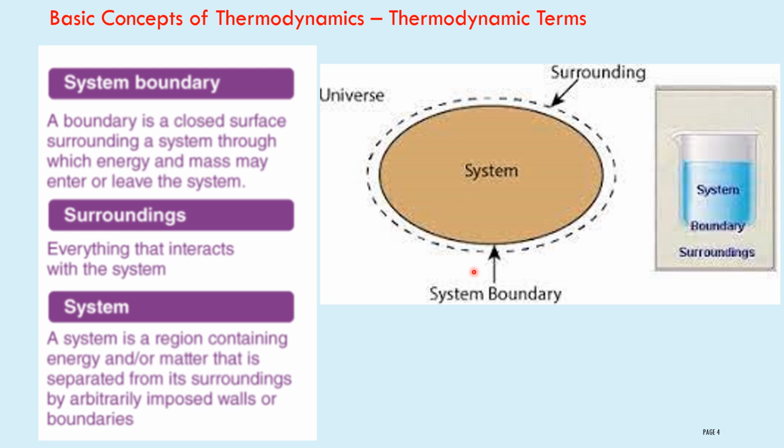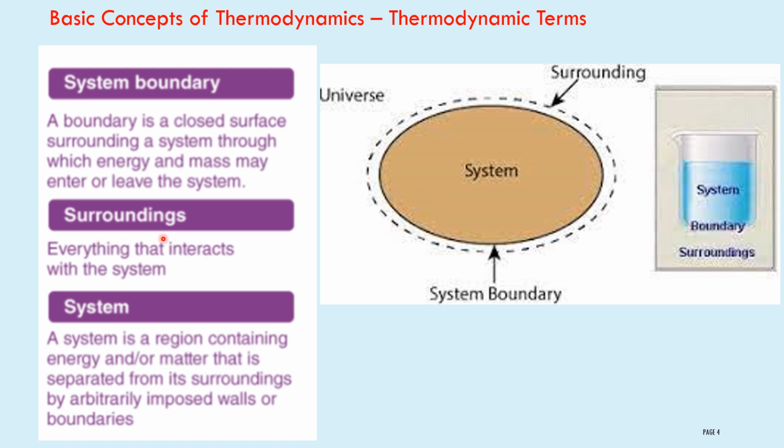Then next one, system boundary. A boundary is a closed surface surrounding a system through which energy and mass may enter the system or leave the system. This is the system boundary. This is the closed surface surrounding a system. Here you can observe energy and mass from the surroundings can enter into the system, otherwise it can leave the system.